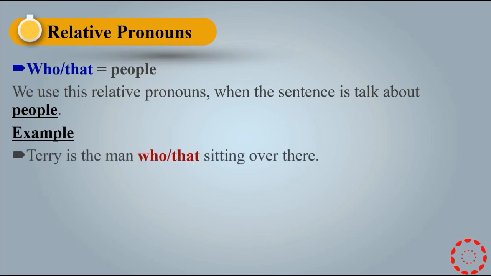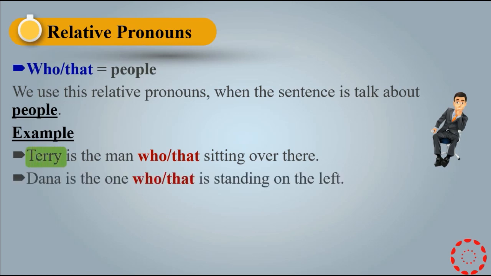For example, Terry is the man who's sitting over there. Also you can say Terry is the man that's sitting over there. Why do I use who? Because Terry is a person. So that's why I am using who. I can't use another relative pronoun because Terry is a man, a person.